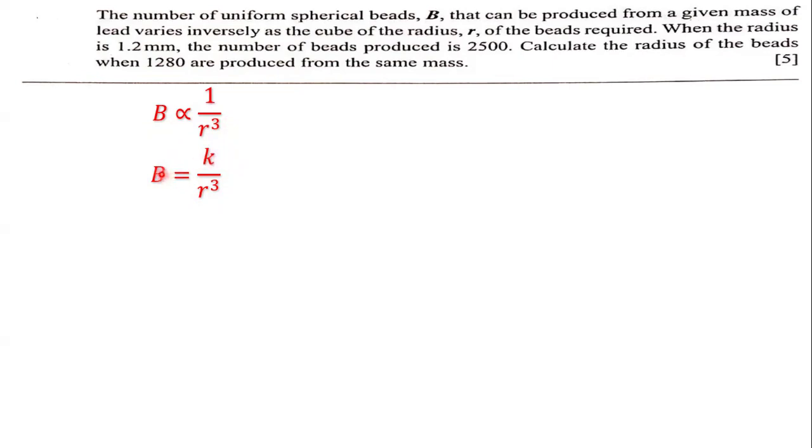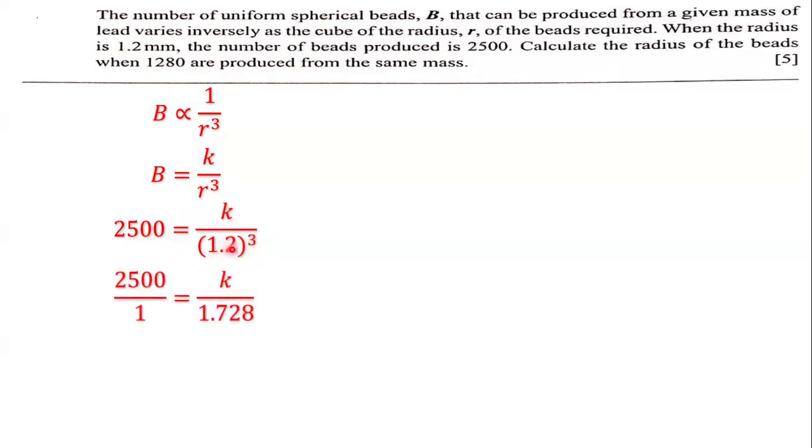But what do we know so far? We know that B, the number of beads produced, is 2,500 and the radius R is 1.2. So we substitute: for B we write 2,500 and for R we write 1.2. We have 2,500 is equal to K all over 1.2 raised to the power of 3. 1.2 cubed is 1.2 times 1.2 times 1.2, which gives us 1.728.